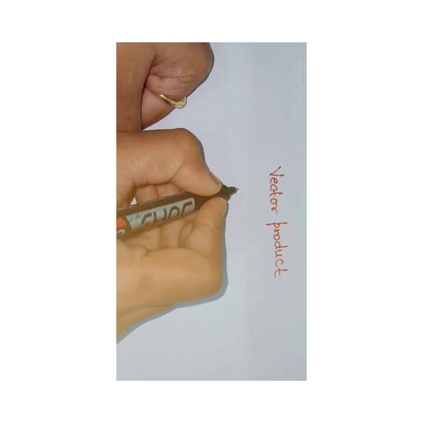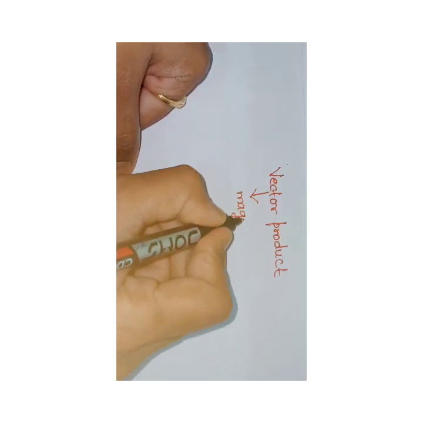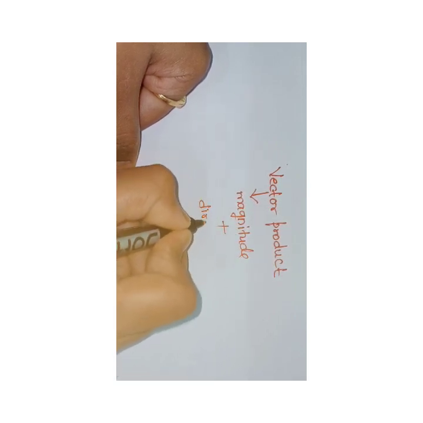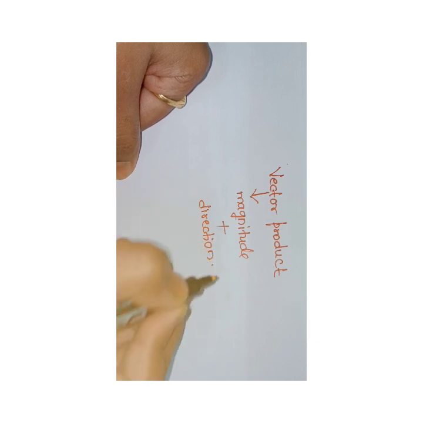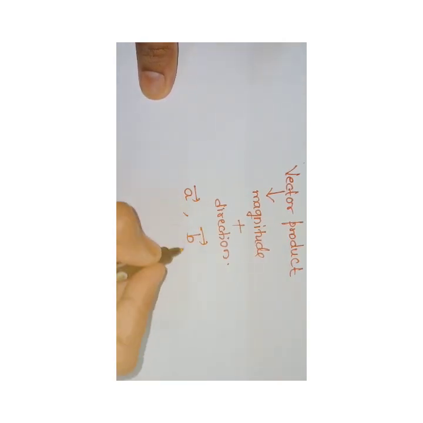Suppose we have two vectors. You all know what is vector. Vector is a physical quantity which has magnitude plus direction, right? So such quantities we classify as vector quantities. Now what is vector product? Suppose you have two vectors, say vector A and vector B, and when you take the cross product of these vectors, you will again get a vector.